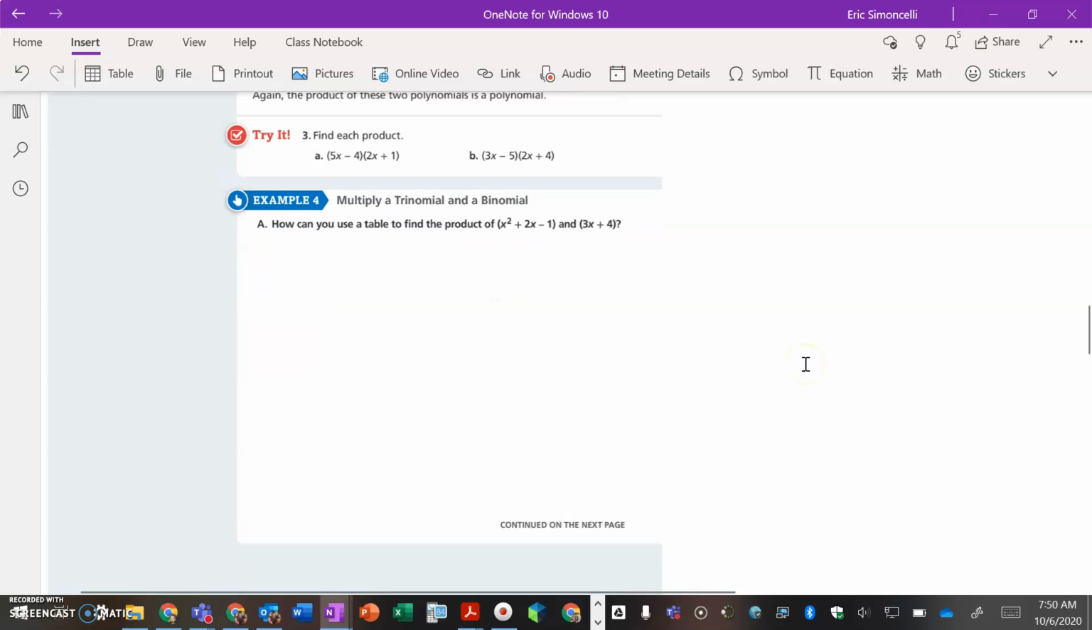Multiply a trinomial and a binomial. How can you use a table to find the product of x squared plus 2x minus 1 and 3x plus 4?